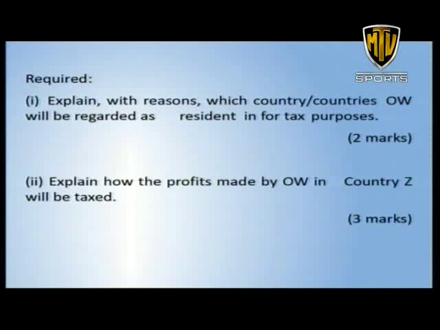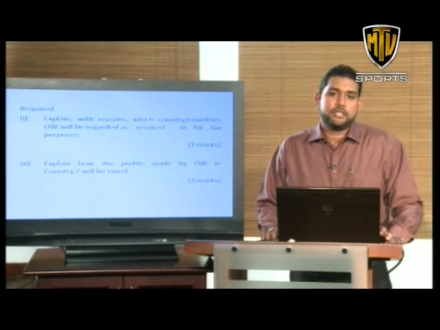So let's take a look at the requirement. Two requirements here, one for 2 marks, another for 3 marks. The first one: explain with reasons which country or countries OW will be regarded as resident in for tax purposes. Resident for tax purposes. Corporate residence, that's what we are looking at.